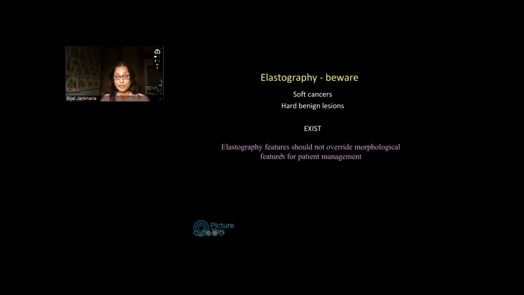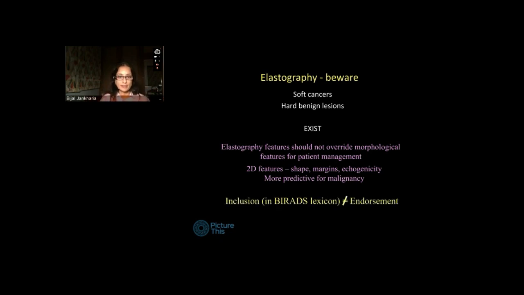The elastography features, according to BI-RADS, should not override the morphological features for patient management. The 2D features of shape, margins, and echogenicity are more predictive for malignancy as compared to elasto. I would rather use elasto to upgrade a lesion rather than completely downgrade it as far as BI-RADS is concerned. This is specifically mentioned in BI-RADS that inclusion in the lexicon does not equal its endorsement of trying to differentiate a benign from a malignant lesion.